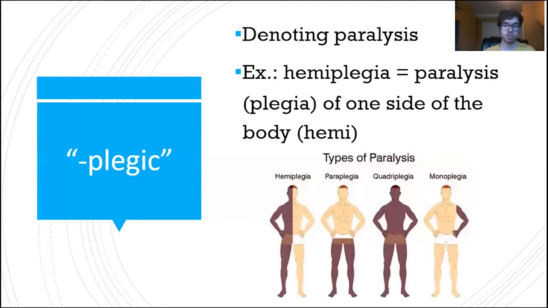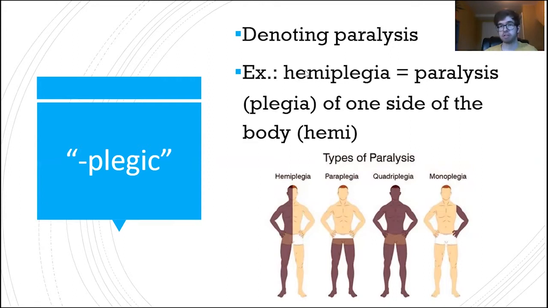So the first medical suffix I'm going to be talking about today is the medical suffix plegic, or also plegia. This medical suffix denotes paralysis. So whenever you see plegic or plegia at the end of a medical term, we're talking about some form of paralysis. So in the example I have here, I have hemiplegia.